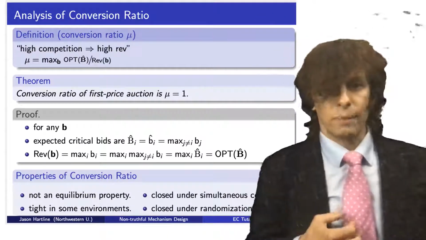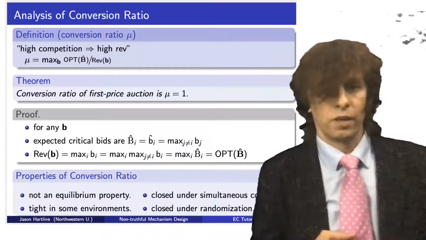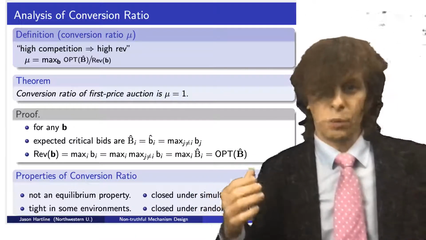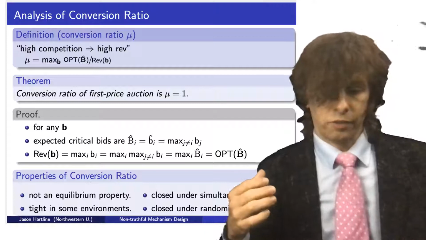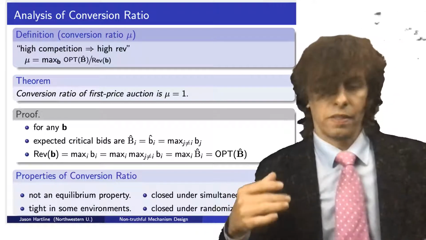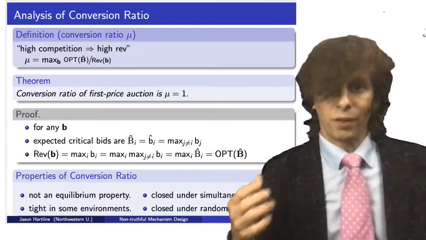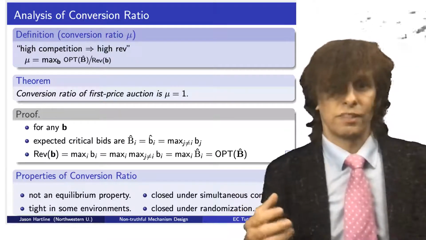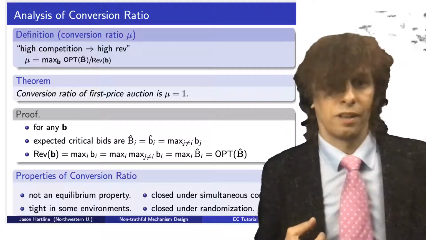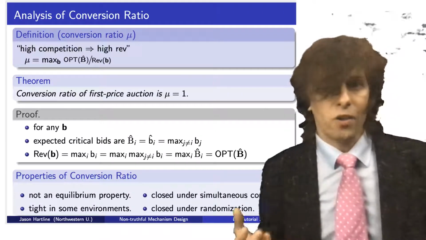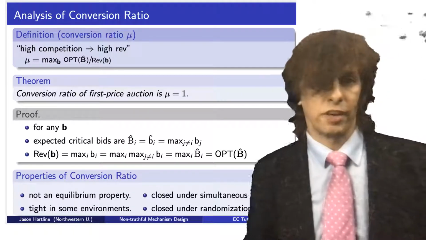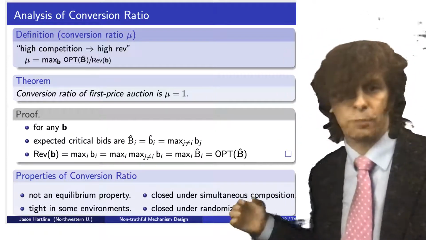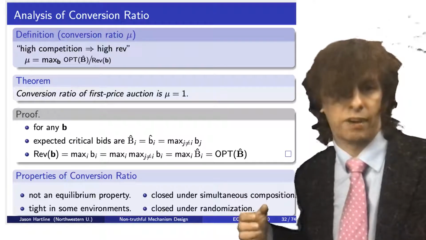Great. I want to talk about some properties of conversion ratio because what we've done right now is we've shown that up to a factor of e over e minus 1, the welfare in equilibrium is essentially equal to the conversion ratio. And so if you want to know if an auction has good welfare, all you have to do is determine if it has a good conversion ratio or not. Okay, and so there are a number of properties of conversion ratio that make it especially convenient for analyzing.